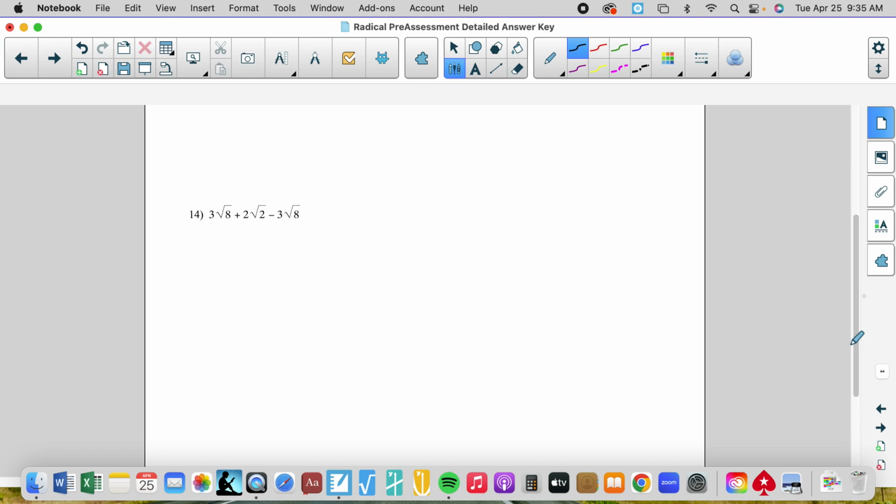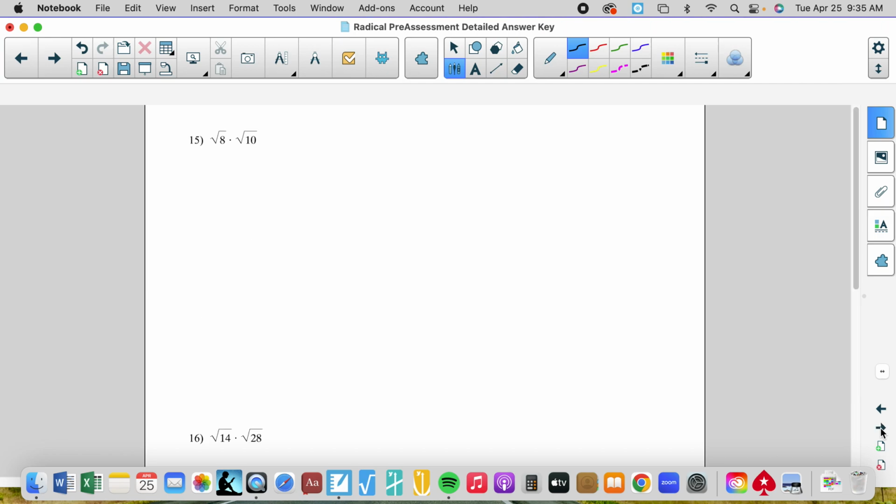So here's where, that's too bad. All right, so I was going to say the rad 8 needed to be simplified, but we look at their coefficients, 3 and negative 3. So they're going to cancel out, and you're just going to be left with 2 rad 2. So we did not have to do anything with that, but be careful of those.